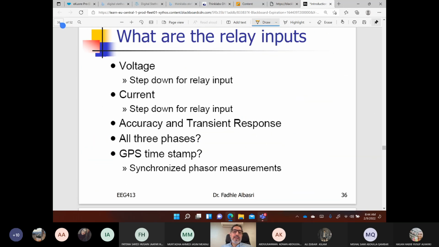What are the inputs to a relay? Already I mentioned these to you. In addition, GPS is sometimes used as an input to a relay to synchronize the measurements between two ends of a transmission line, for example.